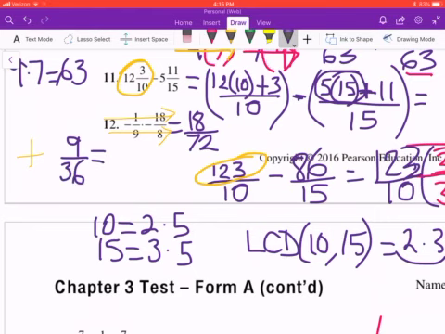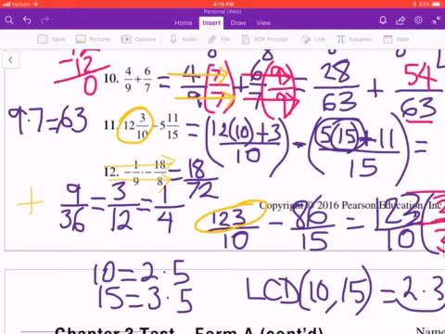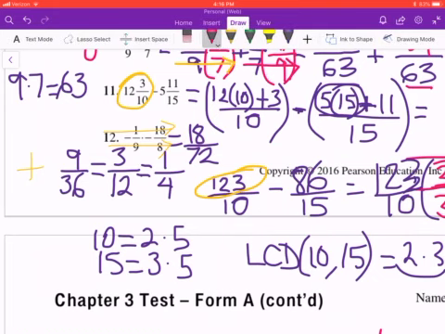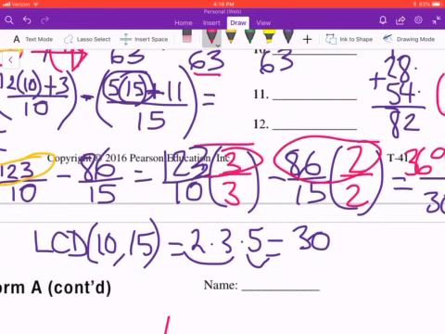Now 9 can be divided by 3, it gives me a 3, and 36 divided by 3 gives me 12. Again, 3 is divisible by 3, so 3 divided by 3 is 1, and 12 divided by 3 is 4. And so that will be the simplest form of that fraction, 1/4. So that is the answer for problem number 12, 1/4.